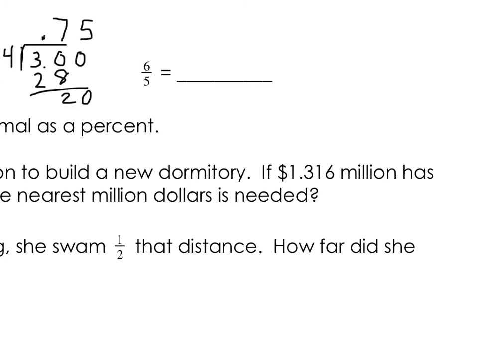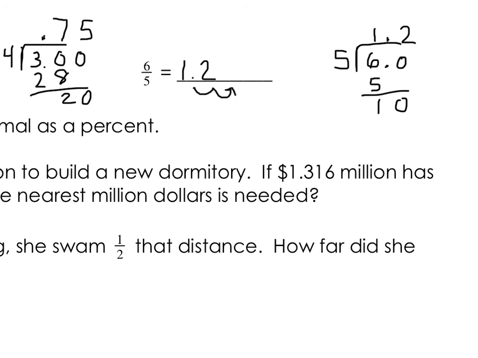6/5, we need to change that to a decimal. So 6 divided by 5, it will go 1 time. Bring down the 1, let's add a 0. Line up our decimals. 5 goes into 10 2 times, so it's 1.2. Move the decimal 2 places to the right. We get 120. Add the percent sign. 120%.